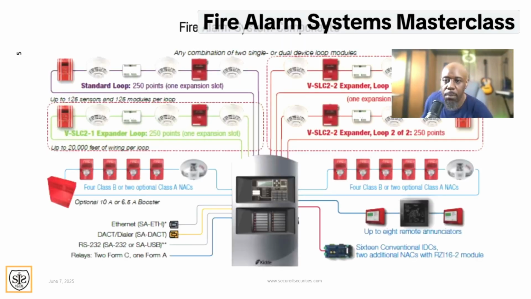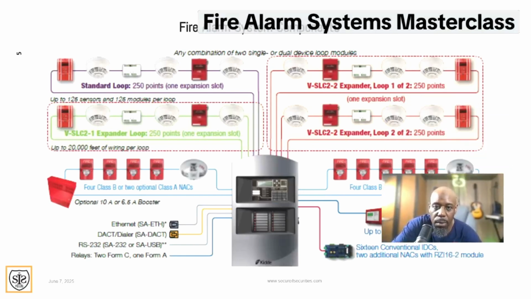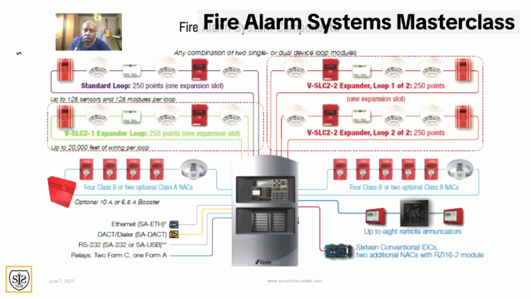So this is a typical, let me get this guy out the way. So this would be a typical fire alarm installation setup. This is a Kidde VS4 panel, and on this right side would be your input devices. So this can have 2 loops. This is 1 loop, and this would be a second loop. You could put up to 1,000 points on this system, but this is showing 250, 500 points.